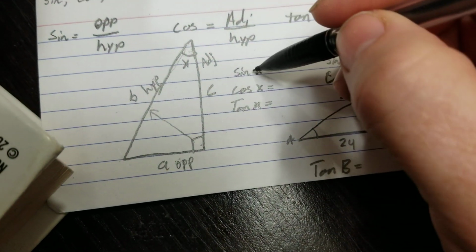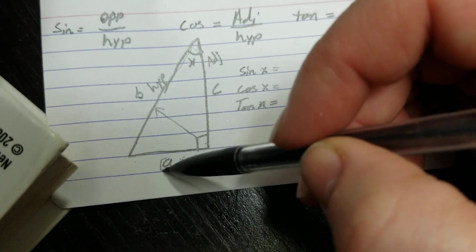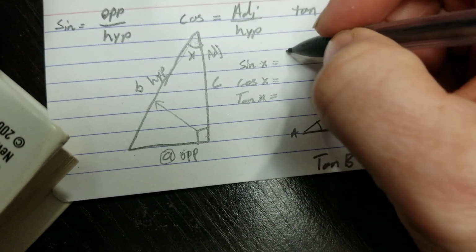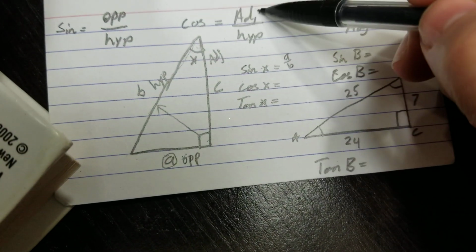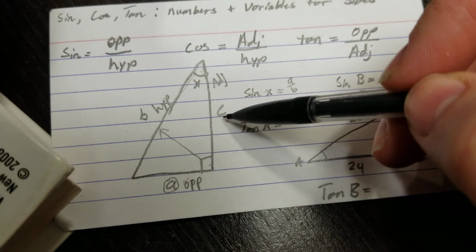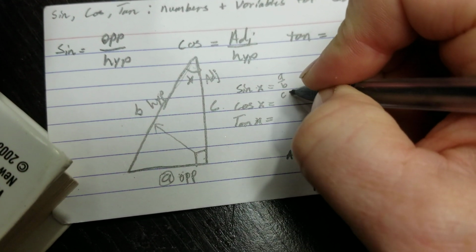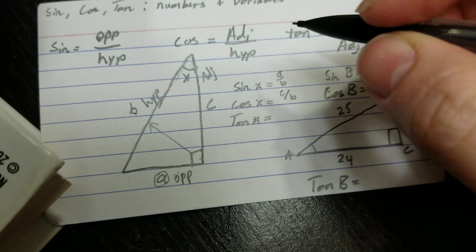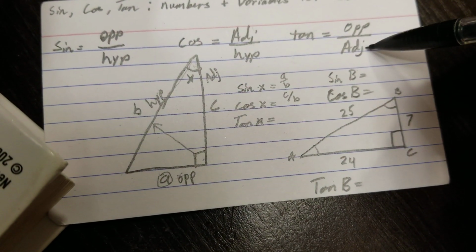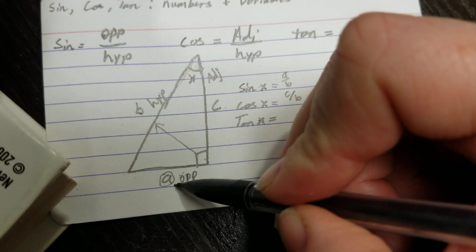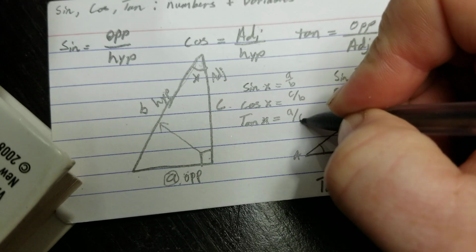Okay? So sine is opposite over hypotenuse. So opposite is A, hypotenuse is B, so this is A over B. Cosine, adjacent over hypotenuse. So adjacent is C, hypotenuse is B. So C over B. And then finally, tangent is opposite over adjacent. So opposite is A, adjacent is C, so I get A over C.